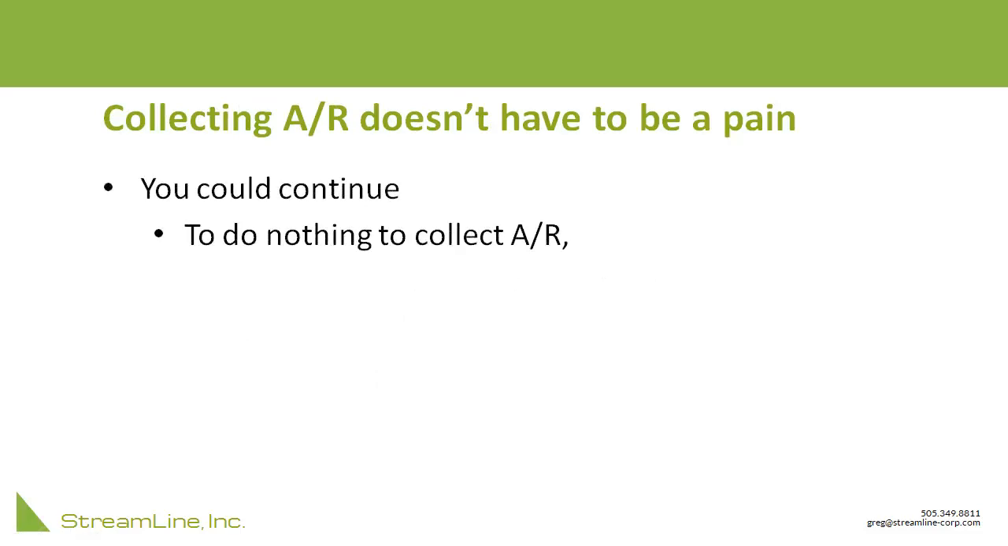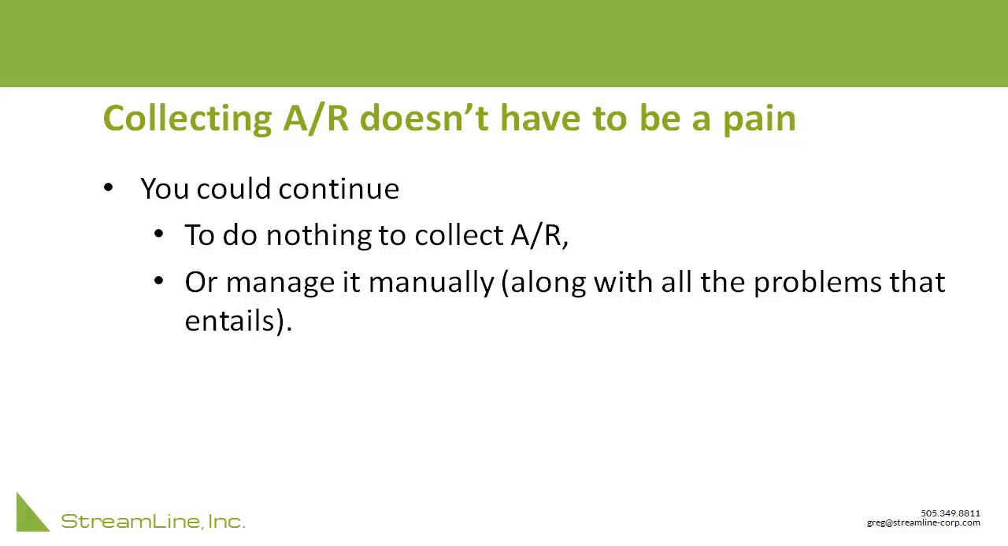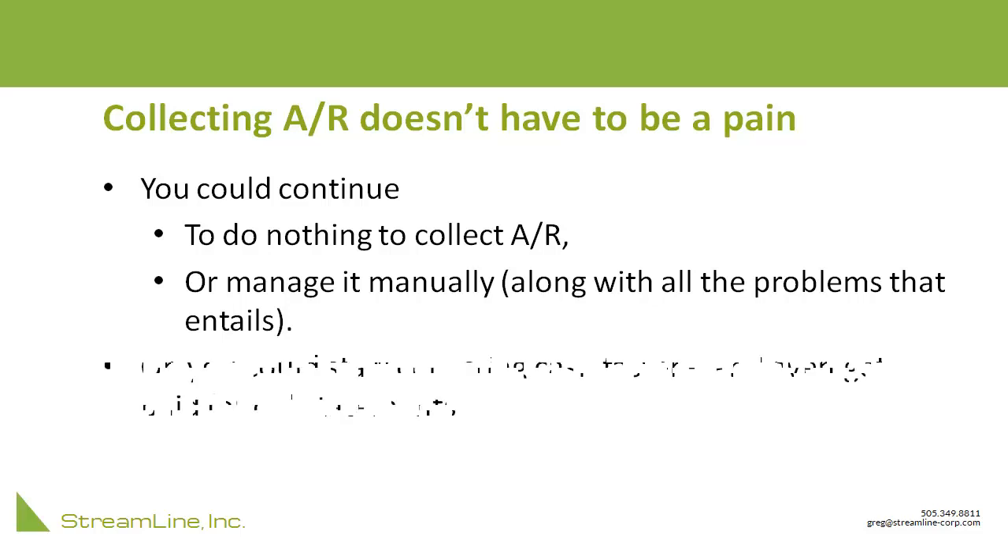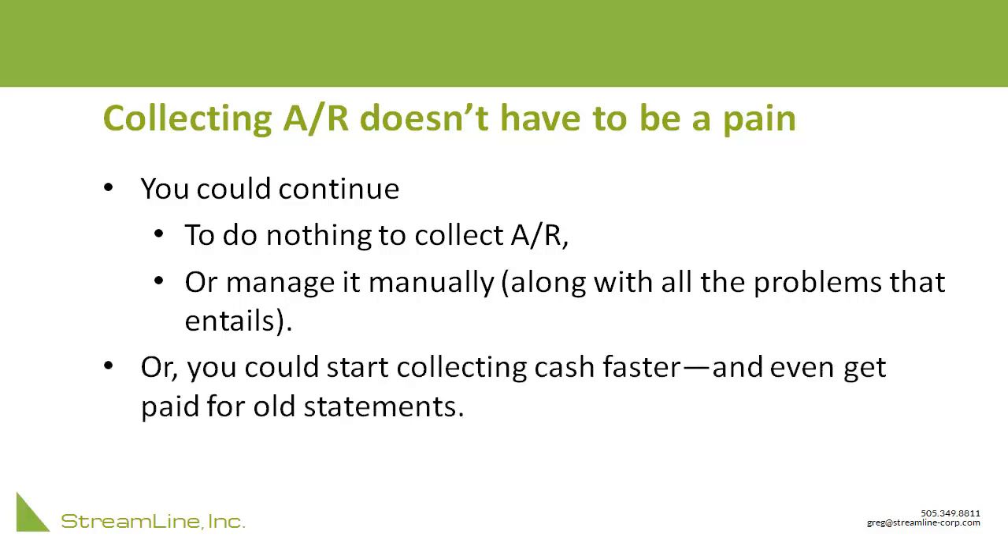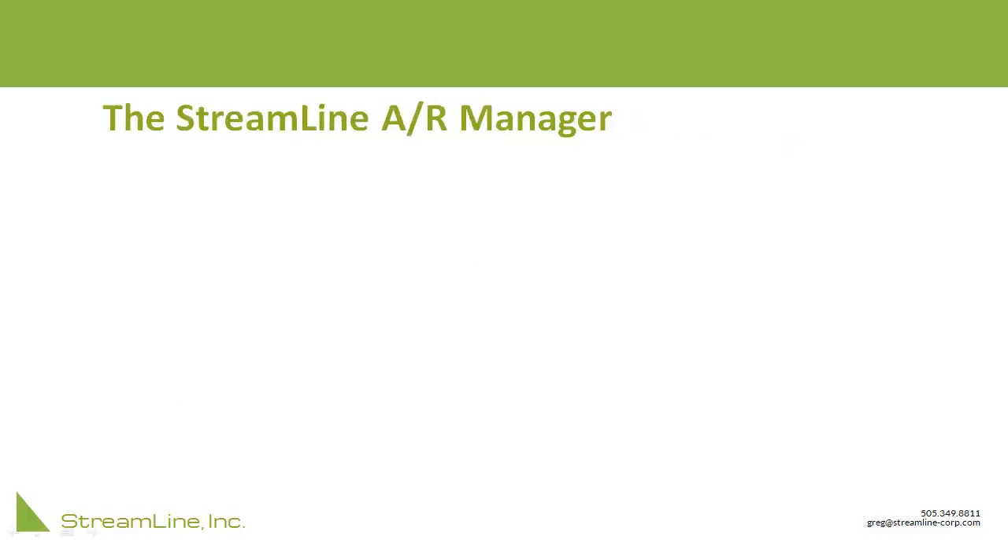So you could continue to do nothing to collect AR and have all these outstanding assets that you're probably going to have to write down at some point and not get paid on. Or you could manually manage it through ProLaw with all the problems that we talked about. Or you could just start collecting cash faster and, of course, even get paid for old statements, which is super cool.